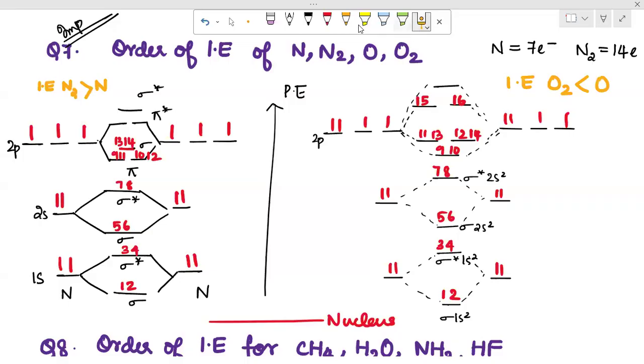Okay. So now you know that N2 is higher than N and O is higher than O2. On comparing nitrogen and oxygen, they are adjacent to each other. This is p3 and this is p4. Half-filled configuration will be more stable and hence it will have higher ionization energy. So this is the final ionization energy order.